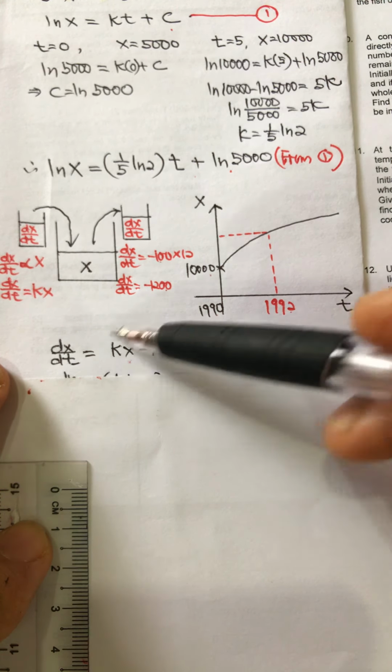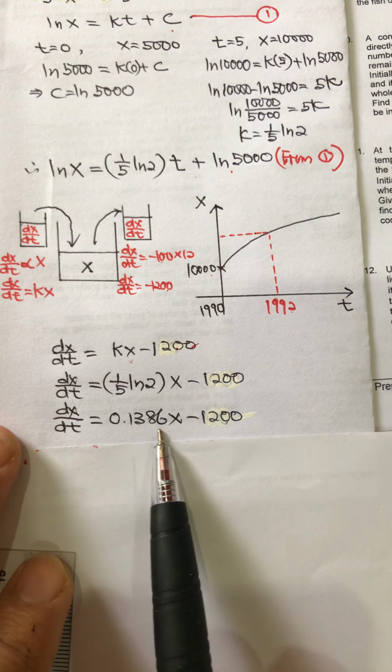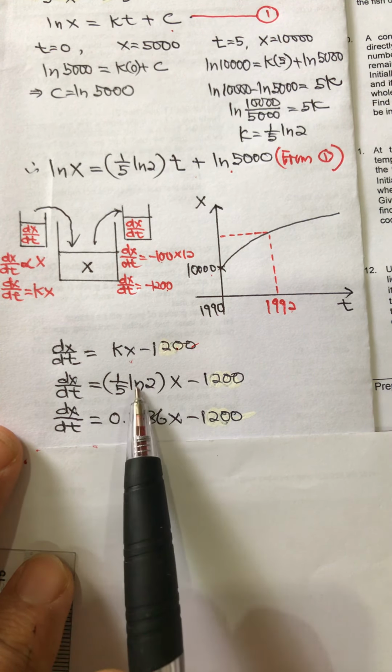And then the k is just like the previous case. From 1985 to 1990, there is k. We have already found it is 1 over 5 ln 2. That is the k. We substitute it inside. And then this one, if I use a calculator, I will get 0.1386. Of course, you can also keep this. Of course, it is better if you take this one, it is more accurate. Okay, so dx dt will be this one.